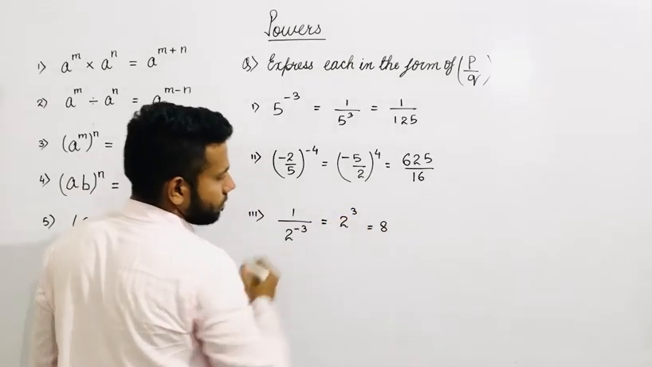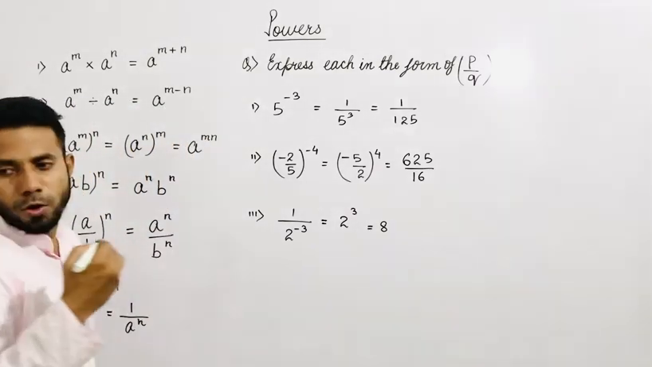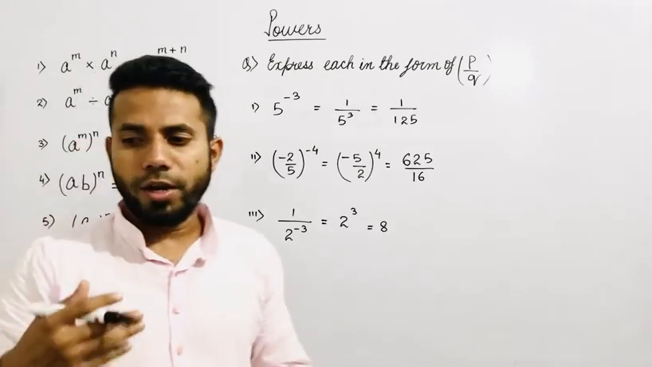This is 8. 2 to the power 3 is 8. So this is how we do it. This is how we understand it.